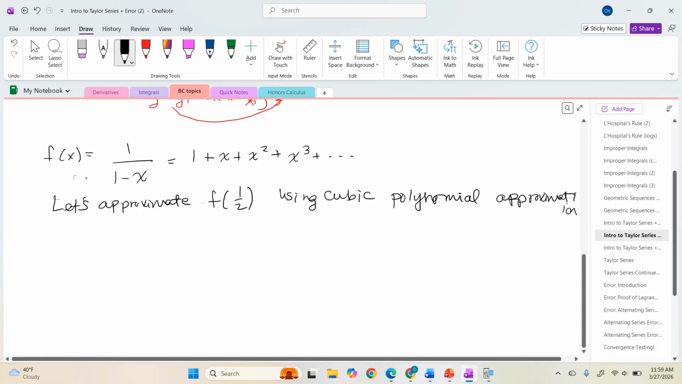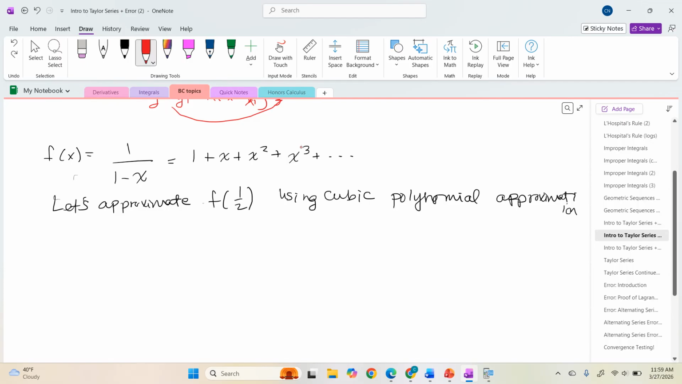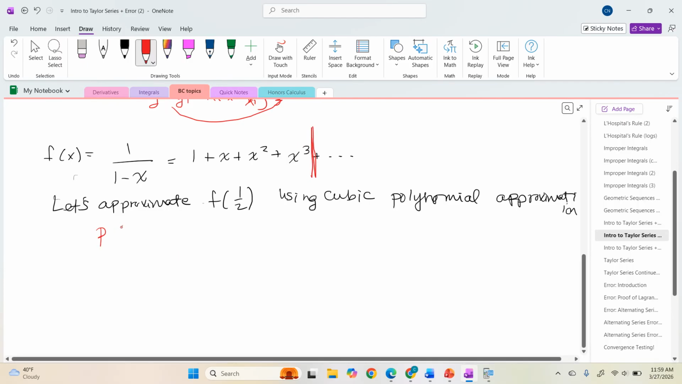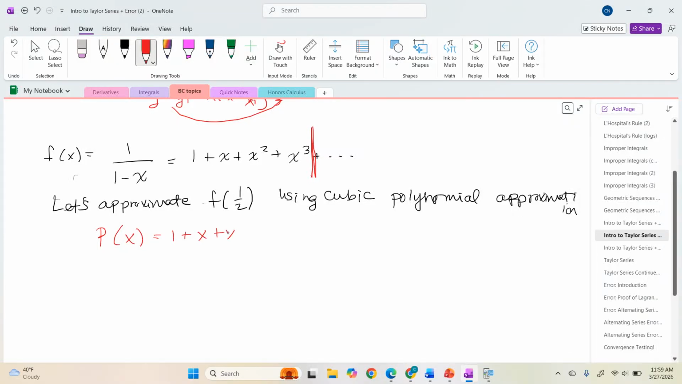So what that means is I'm going to take this, and I'm only going to go out to the cubic term. I'm not going to add infinitely many, obviously. I can't actually go out to infinity. So I'm going to chop it right here, and I'm going to call it P for polynomial of x, and I'm going to call it 1 plus x plus x squared plus x cubed. Now, if I go out to the third power, I call it P sub 3. So whatever subscript you put on P of x, that is the degree of the polynomial.